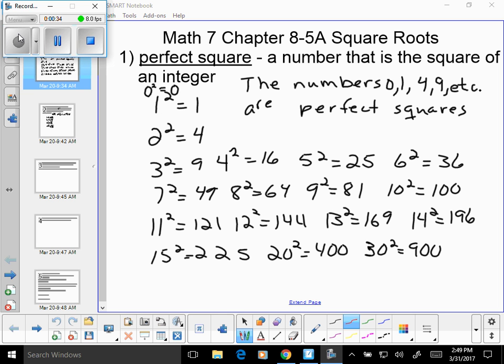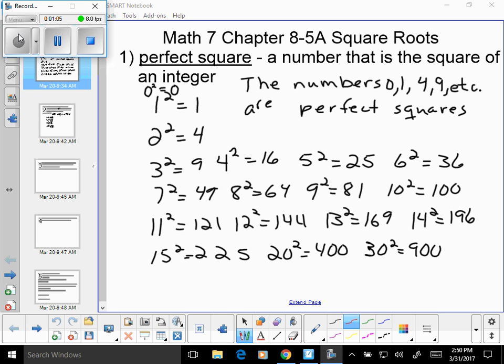And I've given you a list of some of the perfect squares here. If we take 0 and square it, remember that means 0 times 0, which will equal 0. 1 squared means 1 times 1, which equals 1. 2 squared means 2 times 2, which equals 4. 3 squared is 3 times 3, which equals 9. 4 squared, 4 times 4 is 16. 5 squared, 5 times 5 is 25. Etc., etc. And I've done that all the way up through 15.